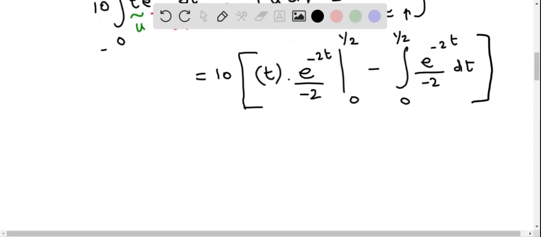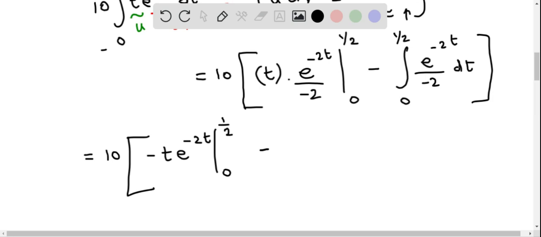So let's continue. This equals 10 times, we will simplify this. We can write this as negative t e raised to the power of negative 2t, and this has to be evaluated from 0 to half, minus, we have a minus over here, so plus we have a minus over here.